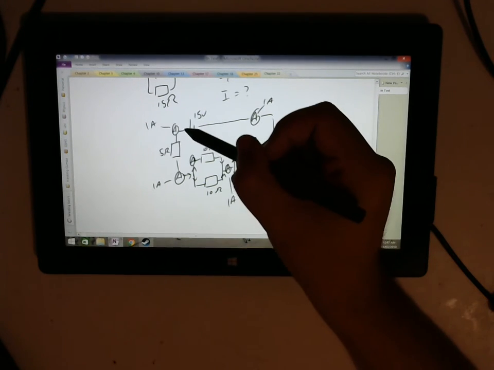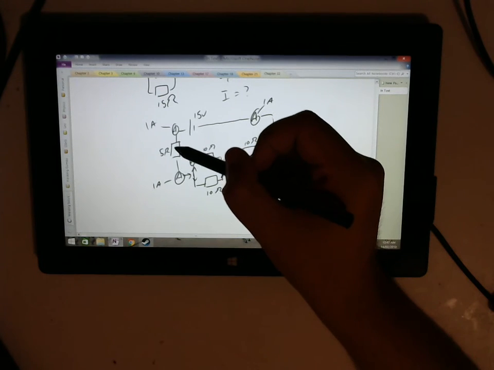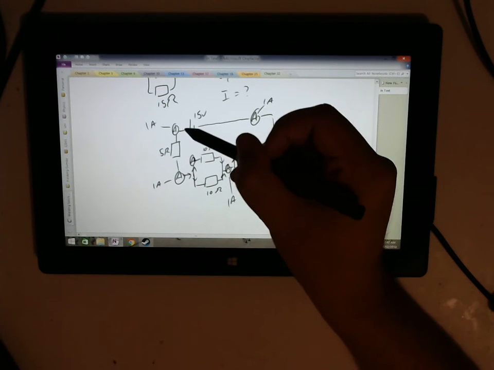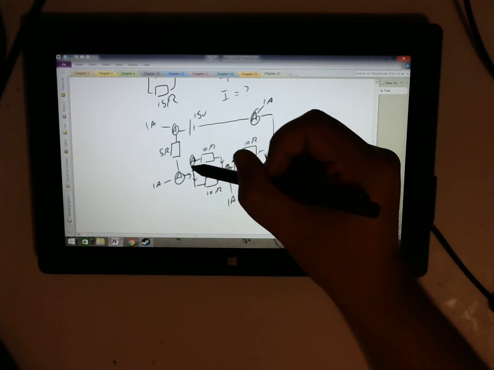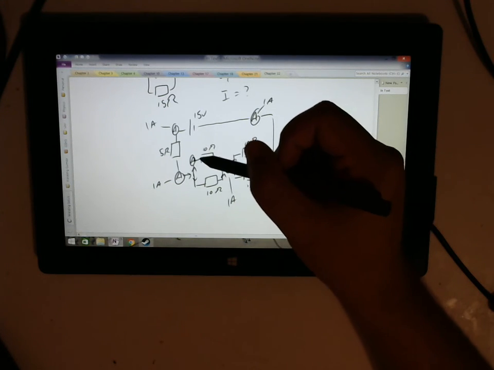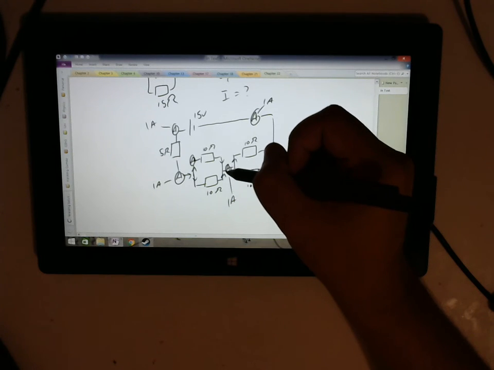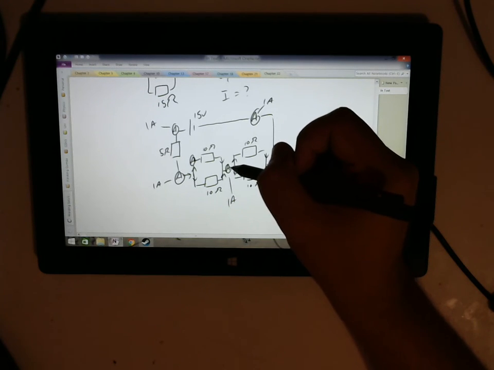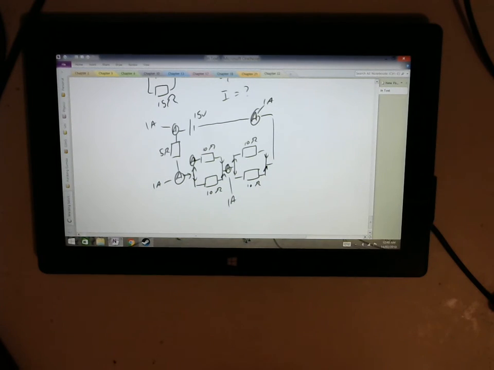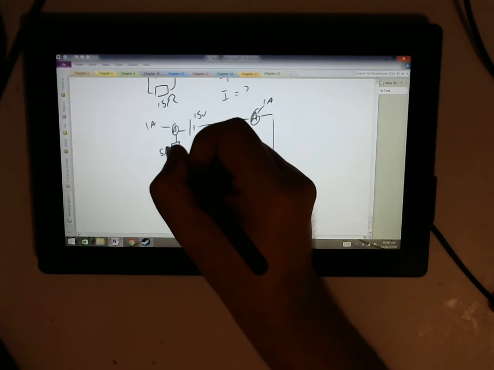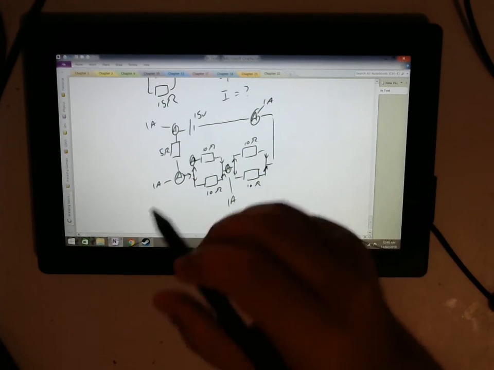Since 1 ampere left the battery and it hasn't split yet, all of that section, because it hasn't split, must be equal to 1 ampere. When it gets to here, then it splits, no longer 1 ampere. Comes back together, 1 ampere. Splits, no longer 1 ampere. Comes back together, 1 ampere. Remember, current must add on both sides. Whatever goes in equals whatever comes out. That's our junction law.